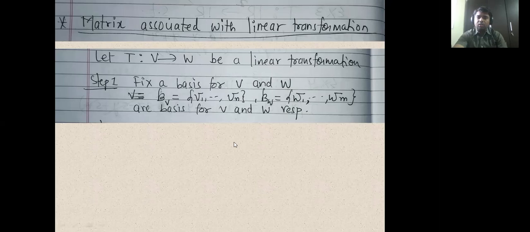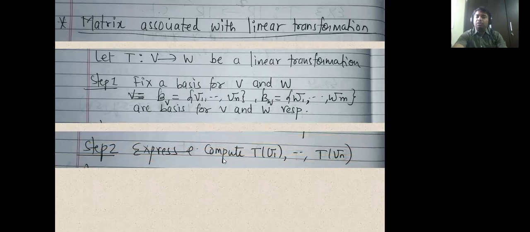See step number 2. First you have to fix the basis, that is step number 1. Second, for each basis vector of the domain, V1, V2, Vn, we have to compute T of V1, T of V2, T of Vn. This is our step number 2. Whatever vectors you have, V1, V2, Vn, apply T on them. Since T is a linear transformation, it has some definition. You apply that definition on V1, V2, Vn, on all the basis vectors, and get the resulting vectors.